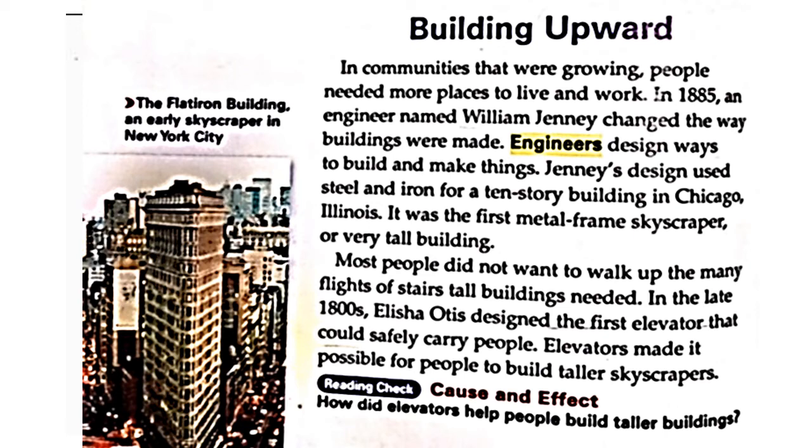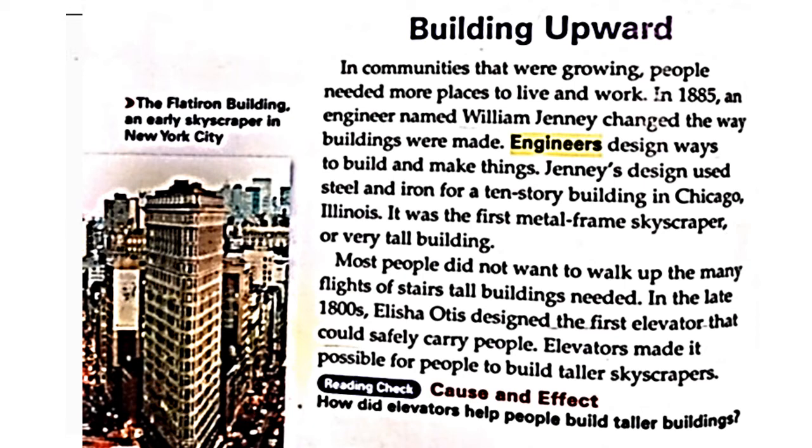In 1885, an engineer named William Jenney changed the way buildings were made. Engineers, now that's your vocabulary, engineers design ways to build and make things. Jenney's design used steel and iron for a 10-story building in Chicago, Illinois. It was the first metal frame skyscraper, or very tall building. So the very tall building, the first ever tall building that had a metal frame, was this Flatiron building right here that you see in New York City.